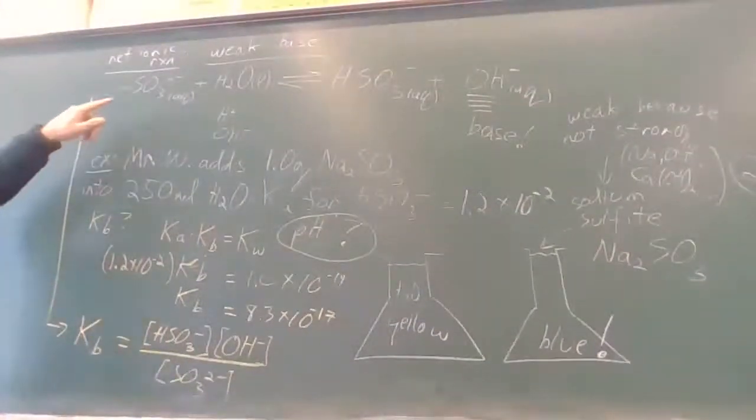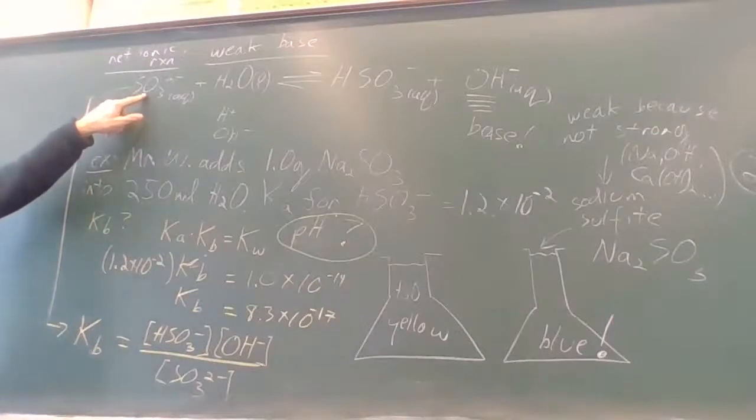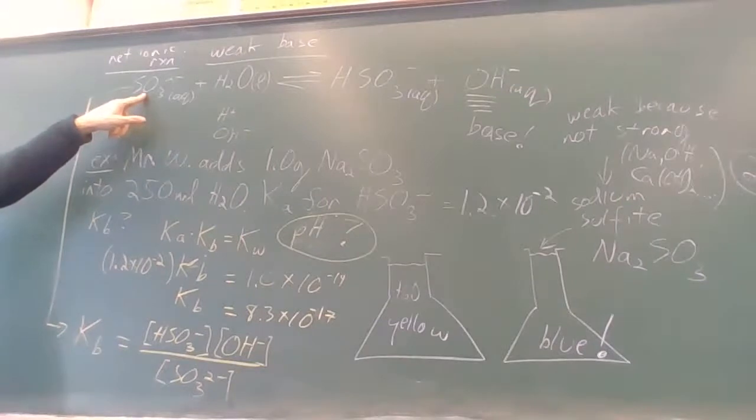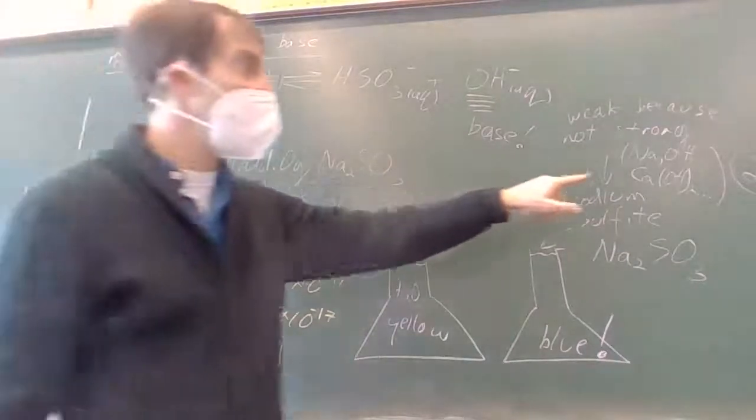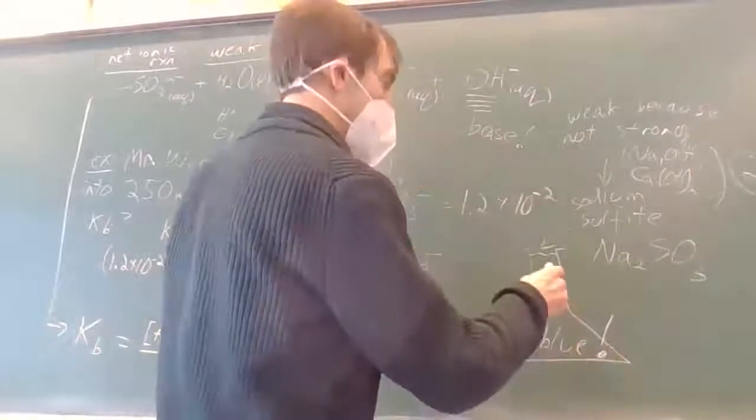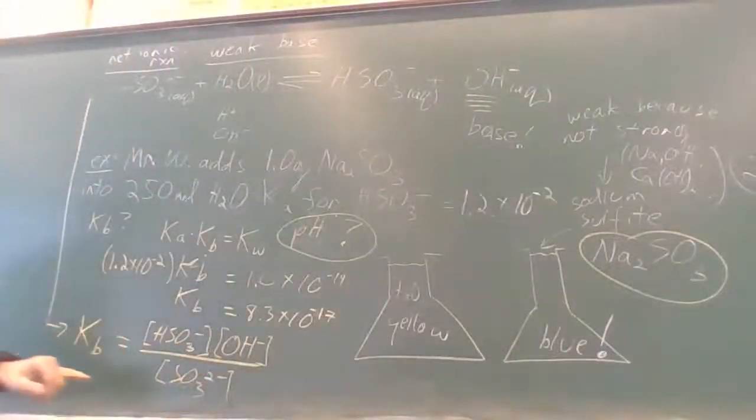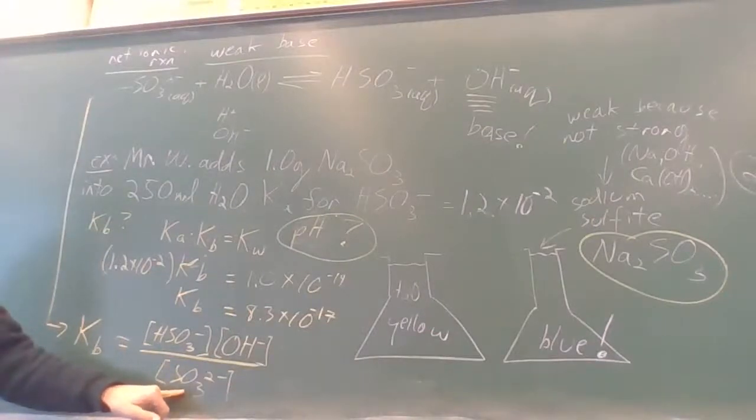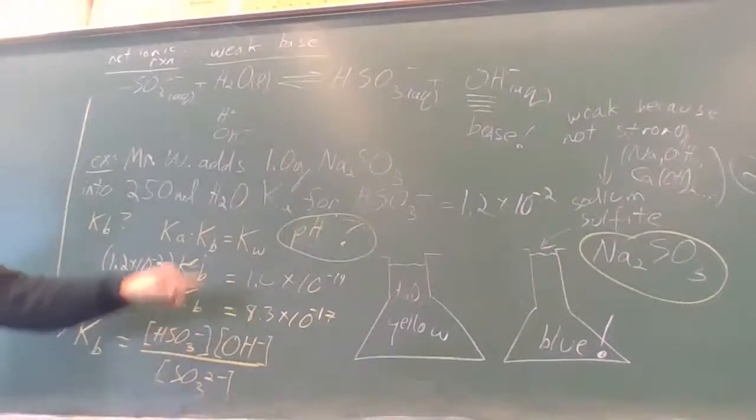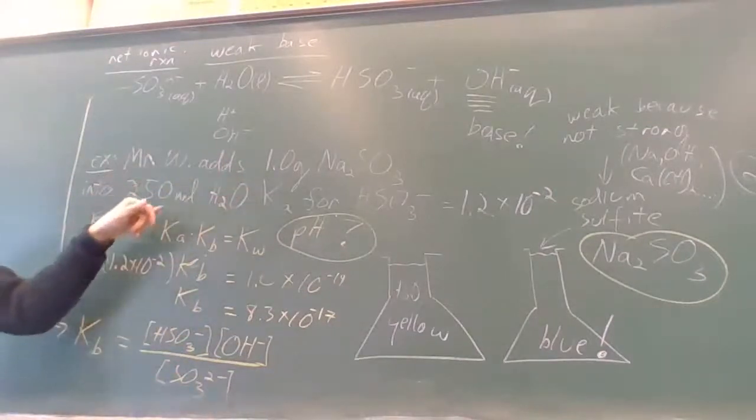Let's remind ourselves. This stuff, the SO3 2 minus, that came from which chemical? Where did that come from? Just so I know you're following. Chelsea? Okay, so you know what? I got to remember that that's this stuff. Now, I need the concentration of this, and I can get it. I need it in moles per liter. I gave you that I got 1 gram in 250 milliliters.